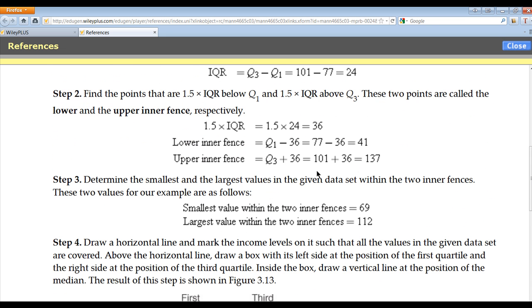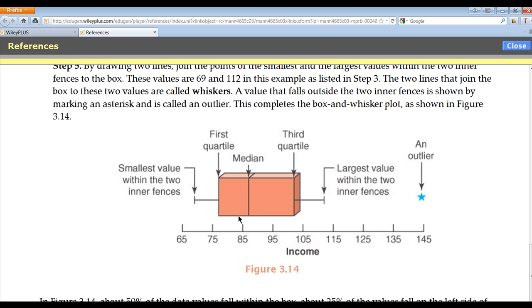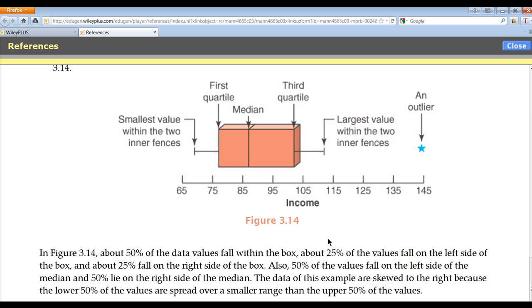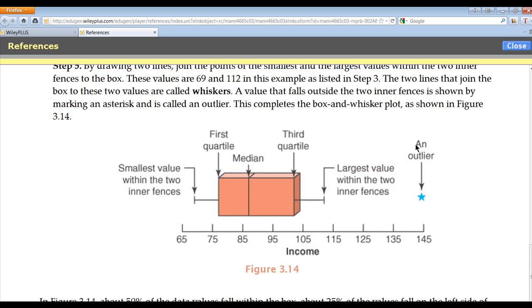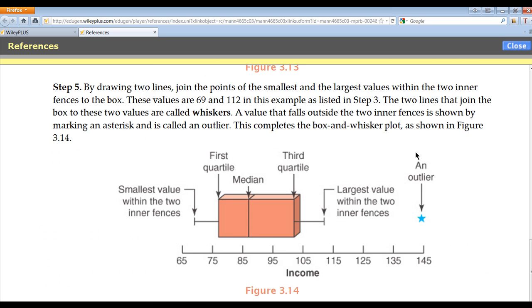You go down as far as 41, but you want to find the last piece of data that's within that range between 41 and 137. So that's 69, and on the top it's 112. So you put the whiskers there. 69 is up here, and 112 is here. And that is the box-and-whisker plot. Anything outside of there, between here and here, we can identify as an outlier. That's going to be the definition of the outlier here.